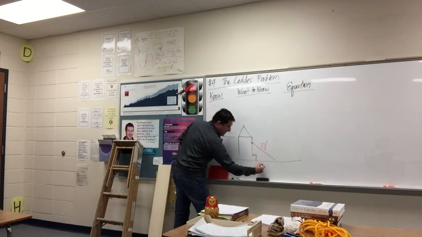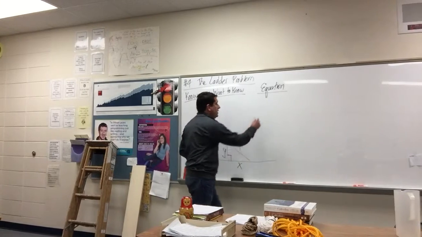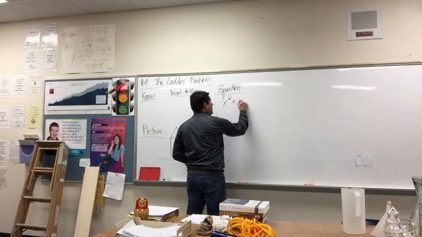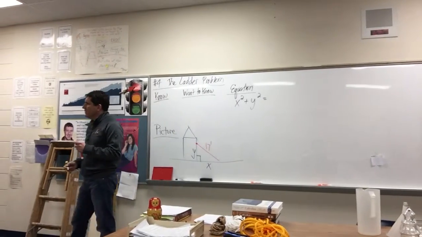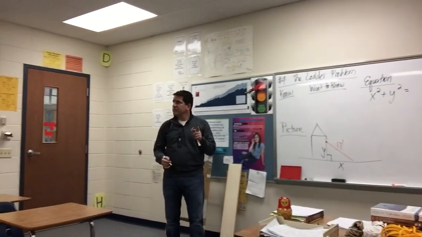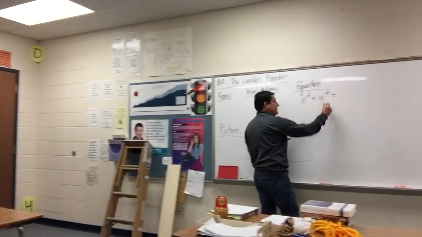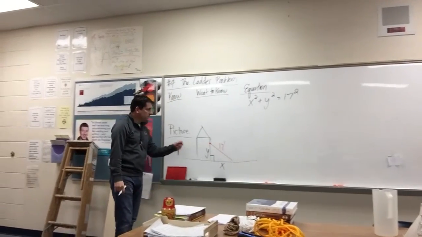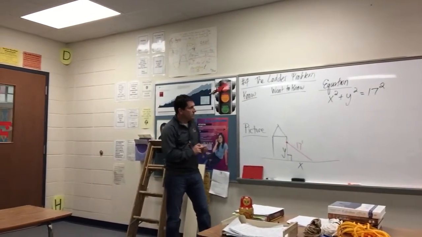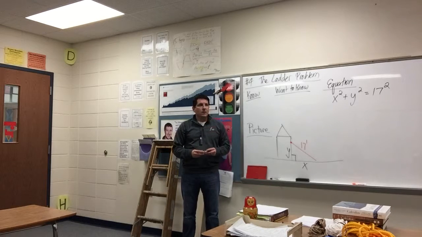So if I label this as x and this as y, the equation is x squared plus y squared equals 17 squared, because the ladder doesn't change. The ladder stays 17 feet. So it's x squared plus y squared equals 17 squared. Okay, what else do we know? What else should go up on the board?